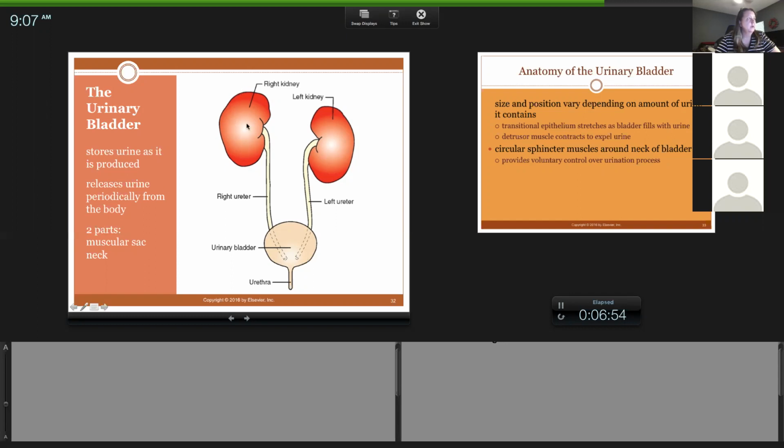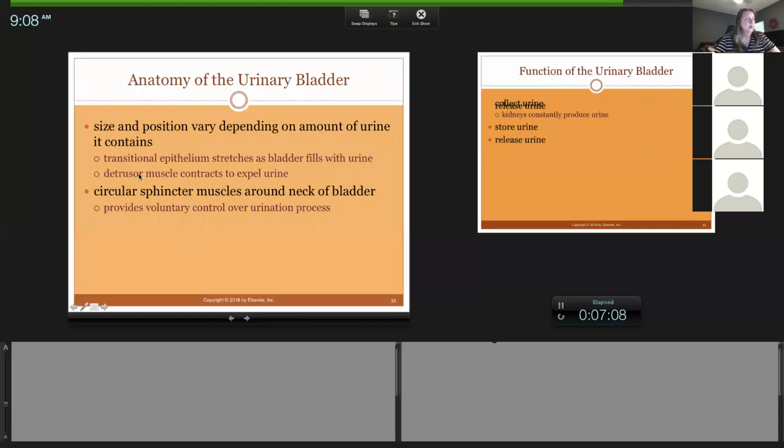So there we go. We've got the kidneys, the urinary bladder. It will store urine, that's its primary function, and it'll stretch and stretch and stretch, and then periodically will contract, and it is muscular. Really, how big and where it is, normally the bladder is the very caudal part of the abdomen.